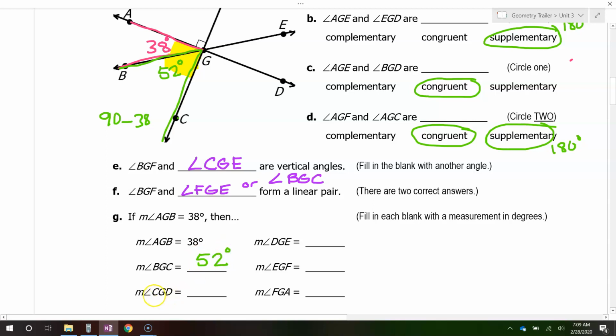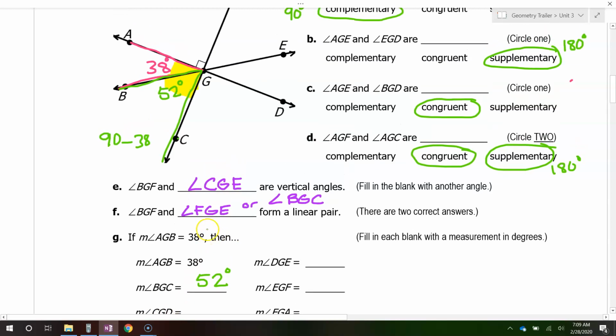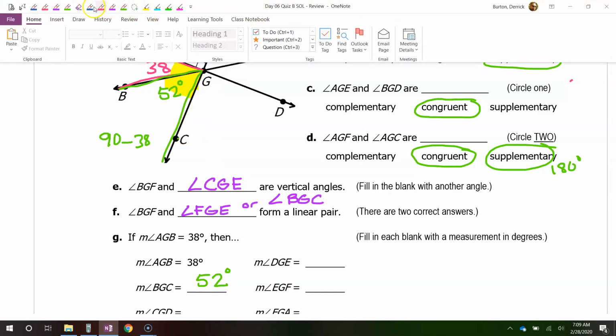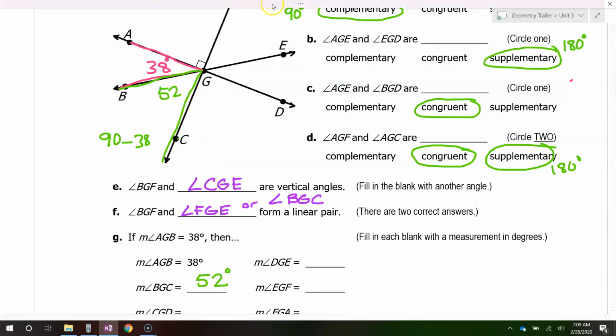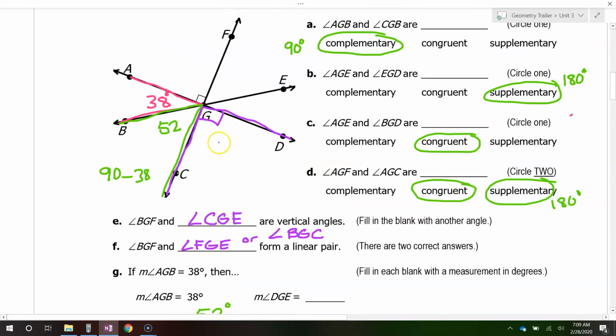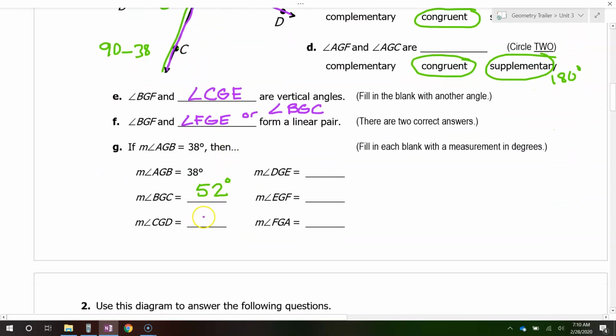Now, how about angle CGD? Okay, all right, well, angle CGD is this angle right here. This is clearly a 90-degree angle. All right, these angles are actually vertical angles. And so since this angle is 90 degrees, this angle will also be 90 degrees. All right, so we can get that down.